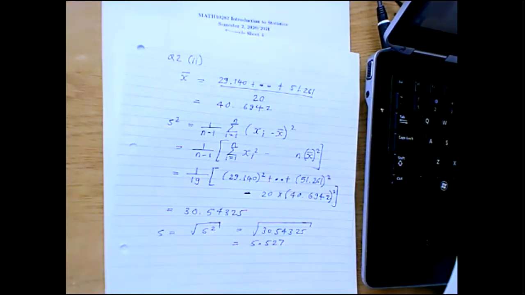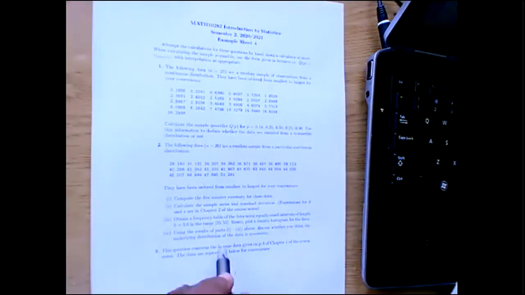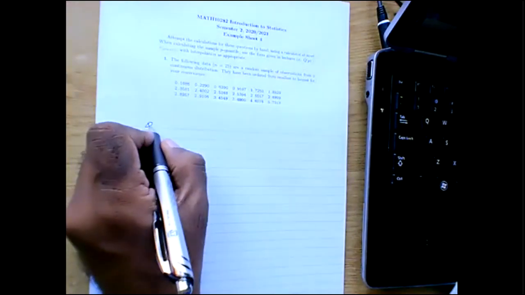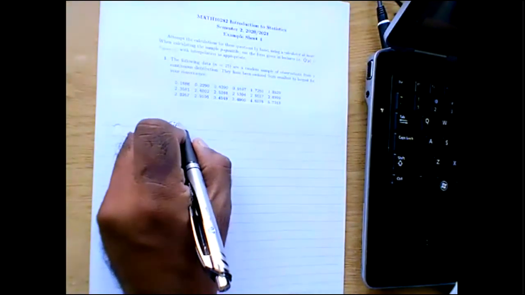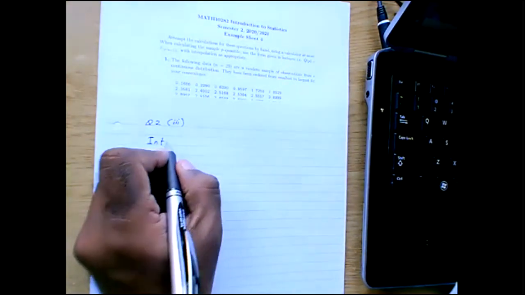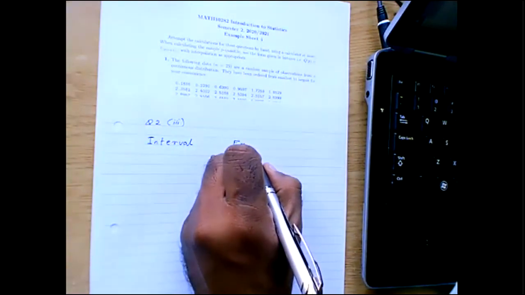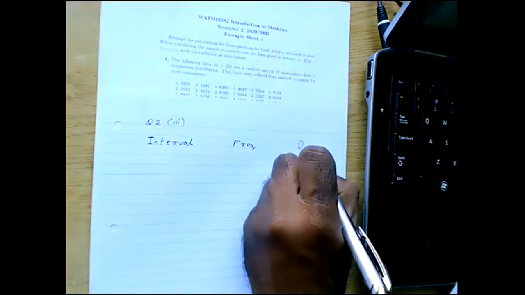Now part 3 is to draw the histogram. I think I showed you how to do this. The first thing you need to do is to draw a table. So this is question 2, part 3. You need to define three columns. The first is the interval column, the second is the frequency column, and the third is the density column.